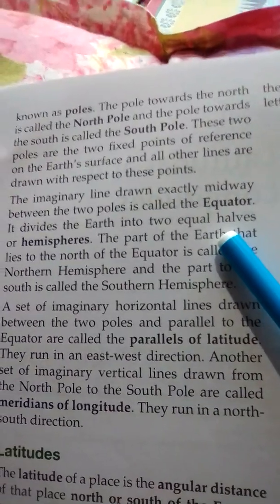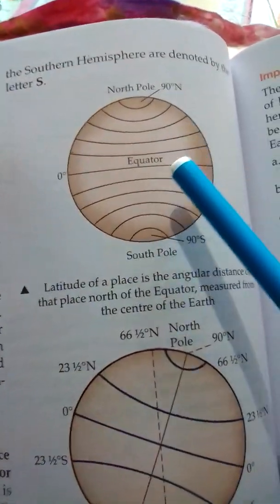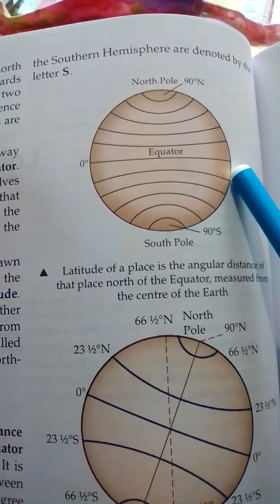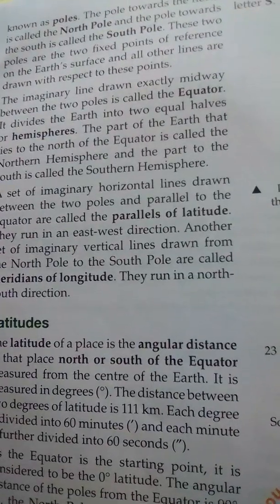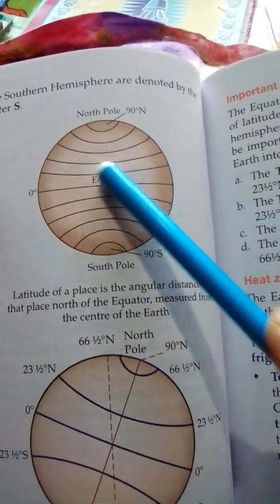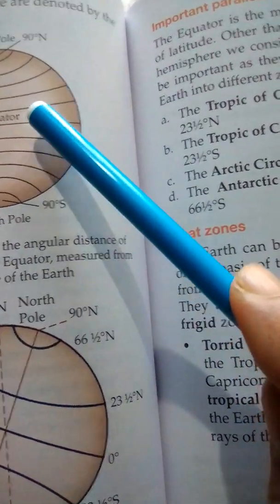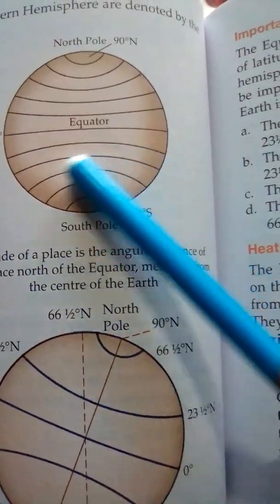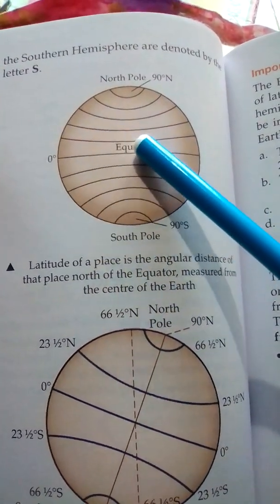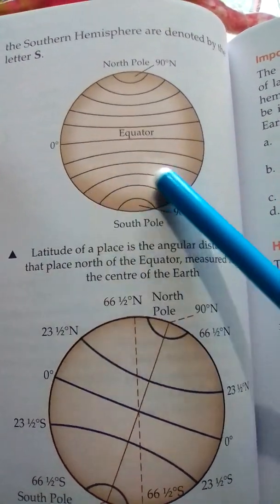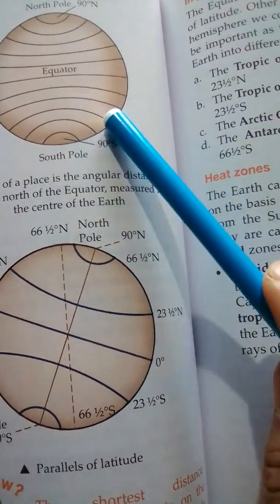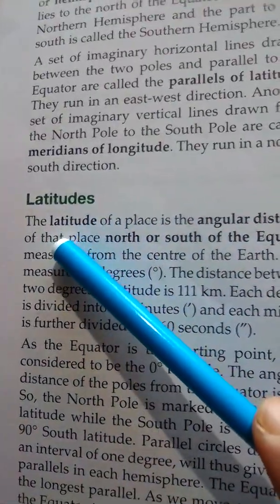And now see the equator. The earth is divided into two halves with an imaginary line. This imaginary line is called the equator. And there are parallels of latitude also. The upper portion of the equator is called the parallel of latitude, and the lower portion is also called the parallel of latitude. So this upper portion is the north latitude, and this is the south latitude. The latitudes you see here.